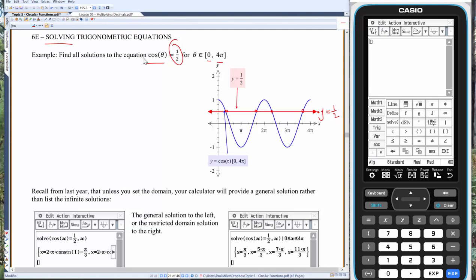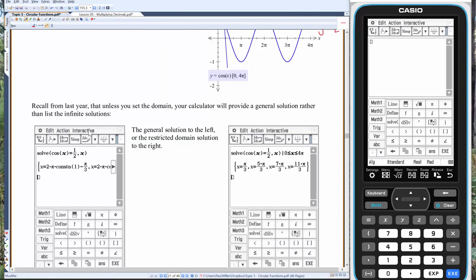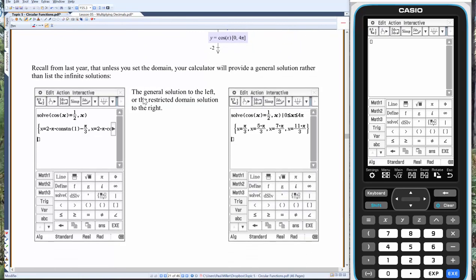All right, so we can do this on the calculator quite easily, and I'm going to use the tech a fair bit in this lesson to show you how to use it. So recall from last year, unless you set the domain, your poor old calculator is going to struggle, because when we solve trig functions, unless there's no solution, there are usually infinitely many solutions. Okay? And the calculator can't produce infinitely many solutions. So what it does is it produces this general solution. And the way to note if it's produced a general solution is you'll see this constant value here. But if you narrow down the search range and specify a domain over which it does the solve, it will then go, yeah, I know when it's going to be that. It's going to happen between these values here.